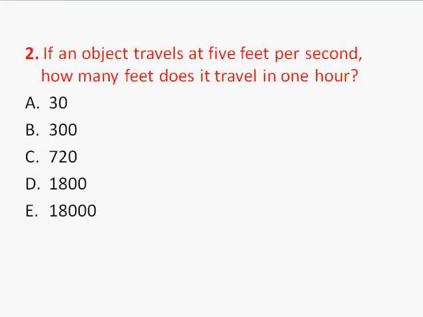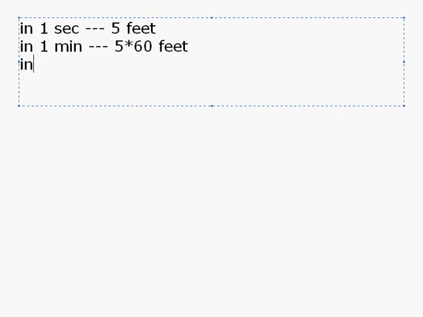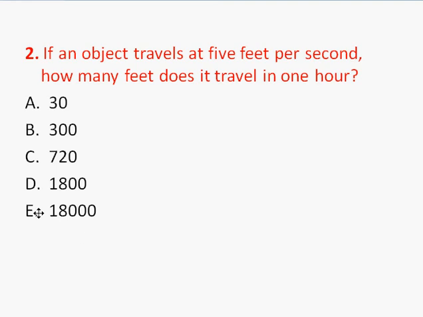Alright, now we'll move to the next question. If an object travels at 5 feet per second, how many feet does it travel in 1 hour? It is given that in 1 second the object travels 5 feet. We can write this question in this way: in 1 second the object travels 5 feet, so in 1 minute it will travel 5 times 60 feet. In 1 hour it will travel 5 times 60 times 60, that is equal to 18,000. So the answer will be option E, that is 18,000.